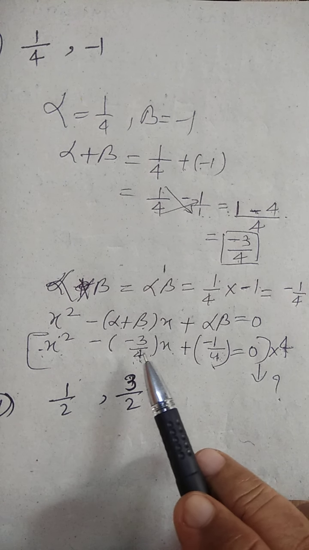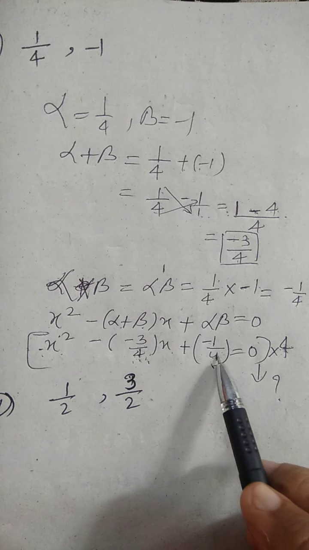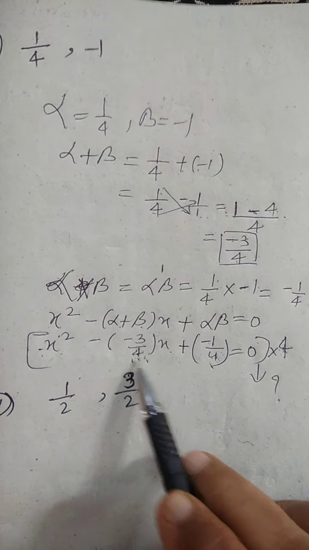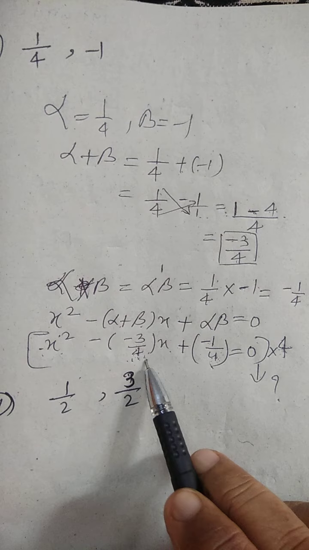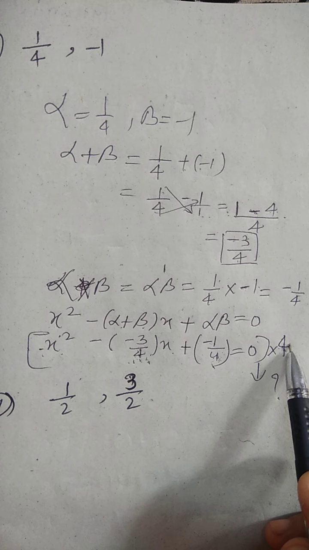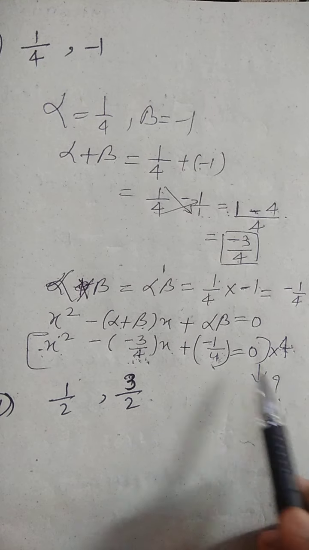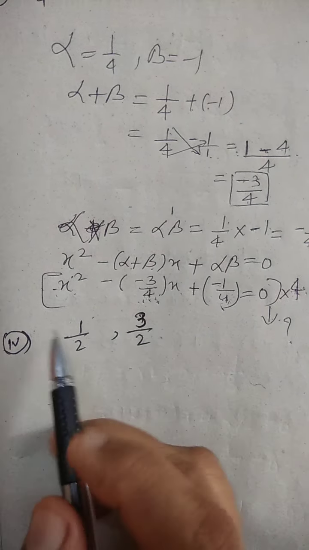Otherwise, you multiply by 5 and 4 both, or 3 and 4 both. Whatever the denominators are, you multiply with both numbers. Either you can do this or you can find the LCM and multiply. Now you write the next step. I hope you understood how to write the next step. Let's see the next one.